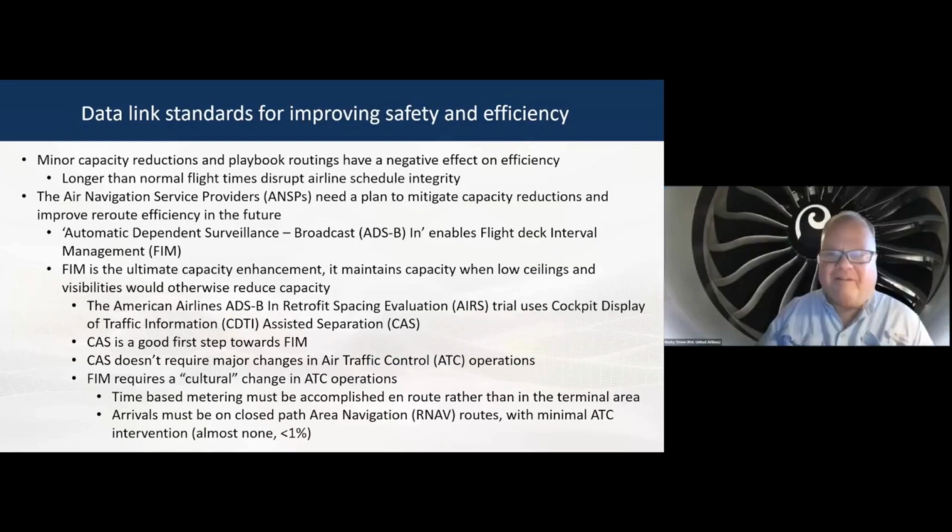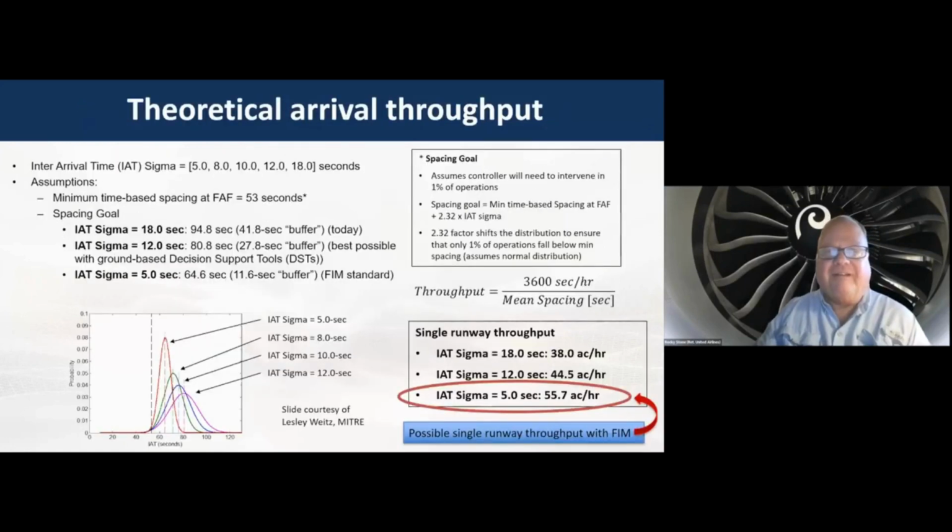Okay, thank you, Wes. So I want to talk a little bit about throughput, and Wes talked about the FIM that American is doing, which is actually en route FIM, which is an important step, but I'm going to jump into arrival throughput, which is really FIM down to the runway.